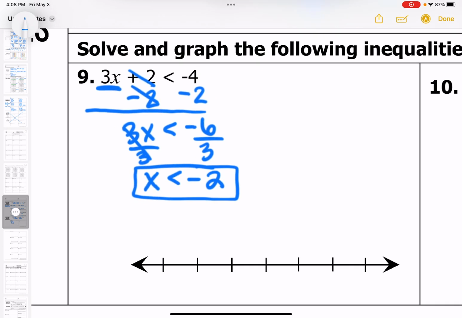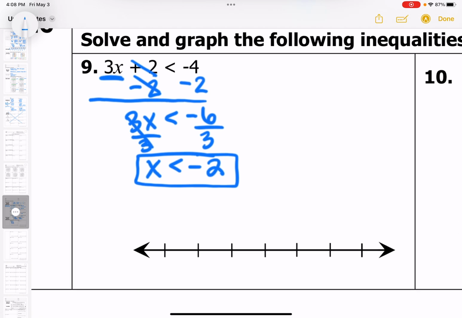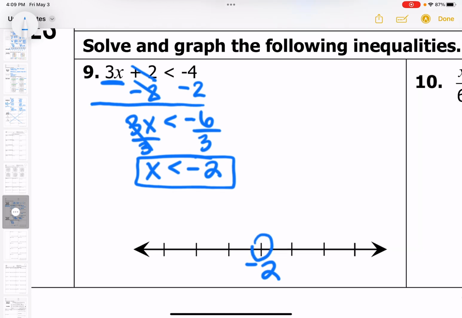So now that we have that, let's graph it. All I want you to do is put negative 2 in the middle. You don't have to fill in the rest of the dashes on this number line. Just put whatever your solution is in the middle of the number line and then graph it from there. So we have a less than sign, so that means it's going to be an open circle. And since it's less than, I'm going to shade to the left. And then that's all you do.